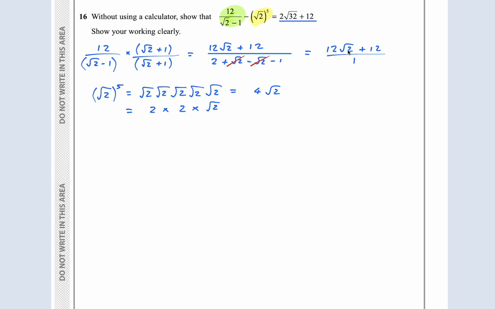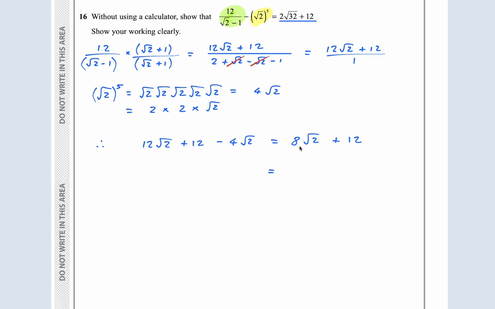Okay, so now I have this minus this. Okay, and we are nearly there, guys. It is, therefore, 12 root 2 plus 12, forget the 1, minus 4 root 2 is equal to 12 root 2 minus 4 root 2, they're like terms, is 8 root 2. So I have 8 root 2 plus 12. Okay, the 12 is fine. I just need 2 root 32 instead of this. So the way I can get 32, what do I need to multiply 2 by to get 32? Well, I need to multiply it by 16. So watch what I'm going to do here.